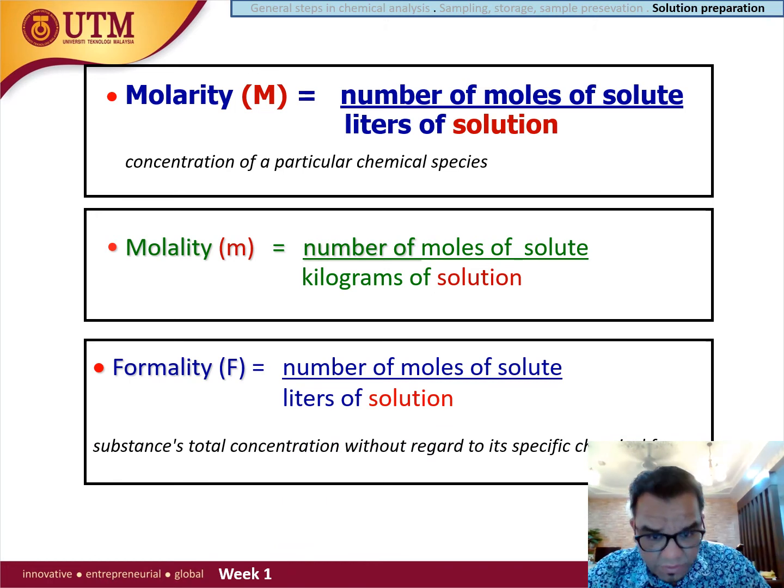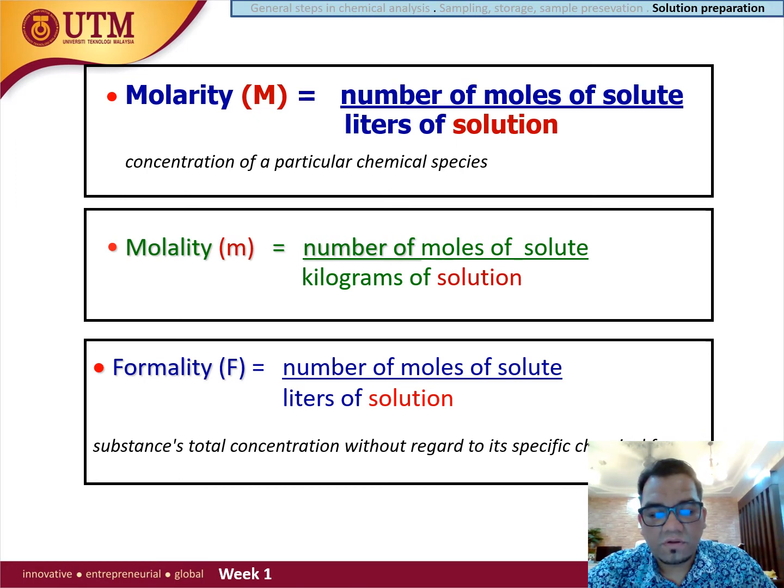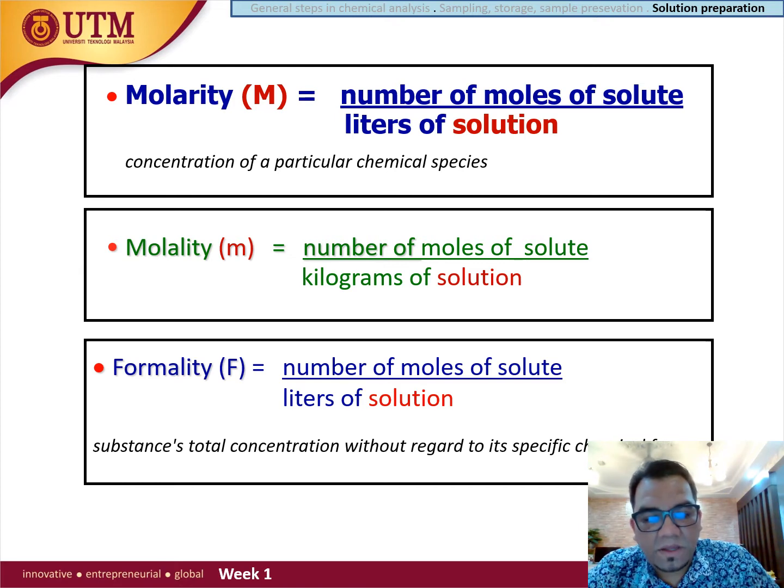So what is the difference between molarity and formality? For formality, we don't use it for a single kind of ion. It is the total concentration of a substance without regard to its specific chemical form. We don't use formality for any ion because it is old school. Normally we use molarity to differentiate the concentration of a single ion. Don't worry, for most concentration units we only use molarity, right?